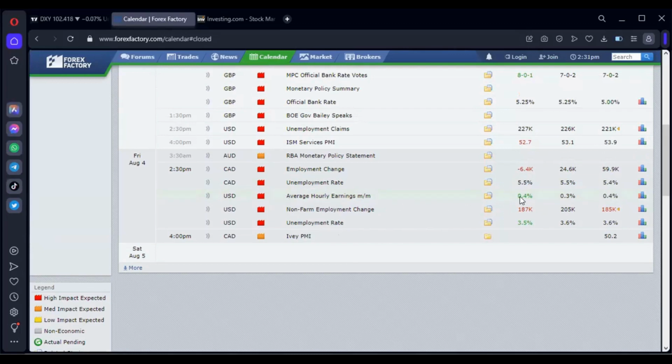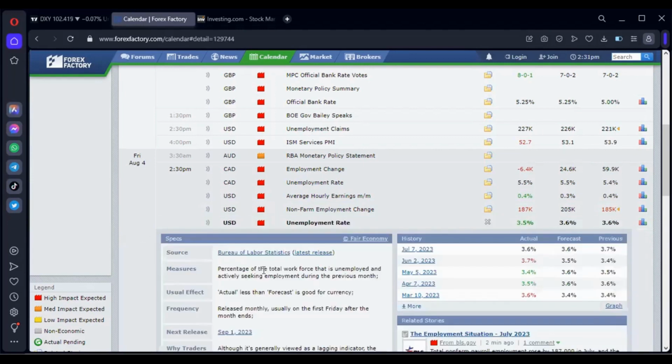average hourly earnings are still the same as last month, but 0.1% lower than the forecasted price. Non-farm payroll change is 187, which is increasing from the previous one. It's also less than the forecasted number. So far, I'm seeing negative sentiments, and the unemployment change is at 3.5 when last month was at 3.6.